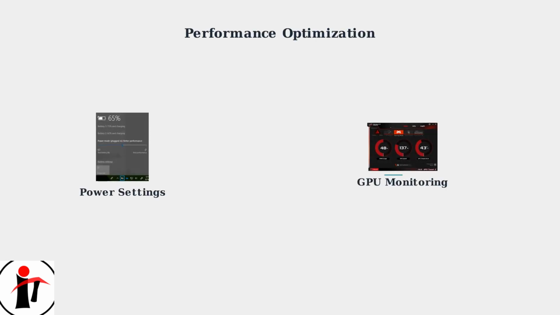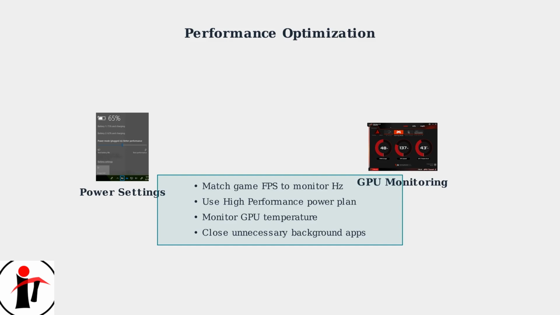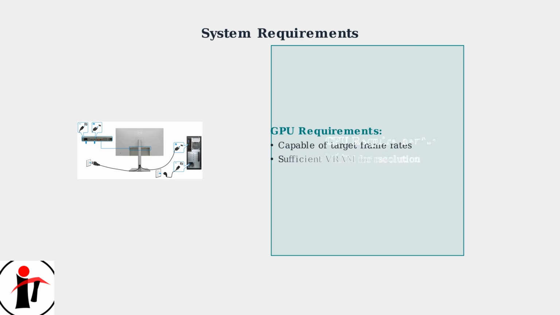To avoid performance issues at higher refresh rates, ensure your system can actually output the required frame rates. Check your power settings and monitor GPU temperatures during intensive usage. Higher refresh rates demand more from your entire system. Your GPU, CPU, and RAM must all be capable of handling the increased workload for smooth operation.